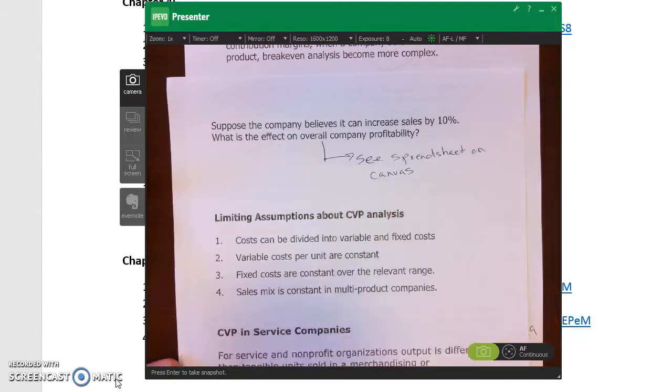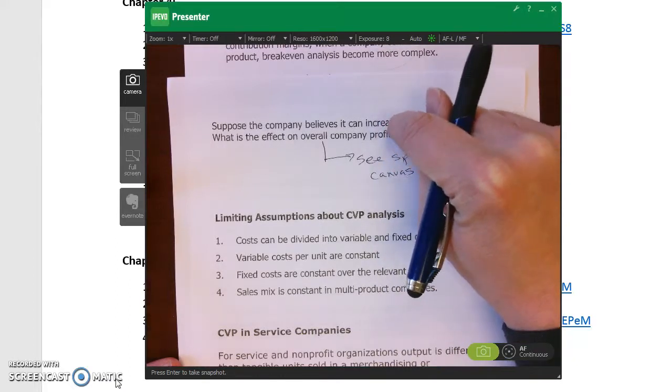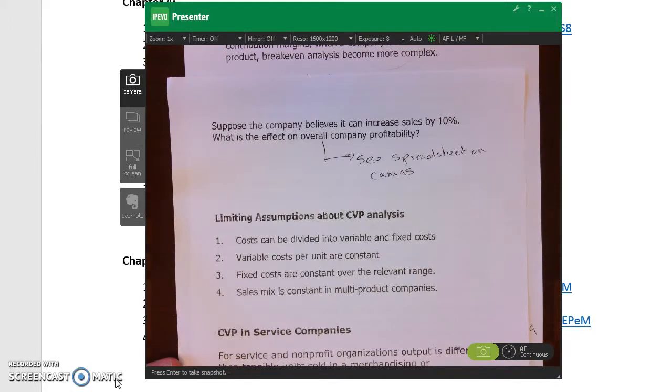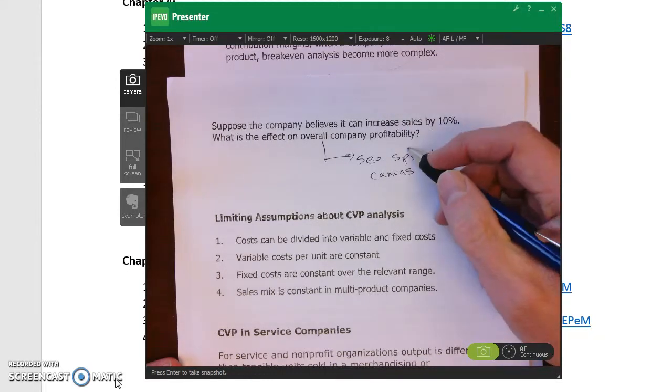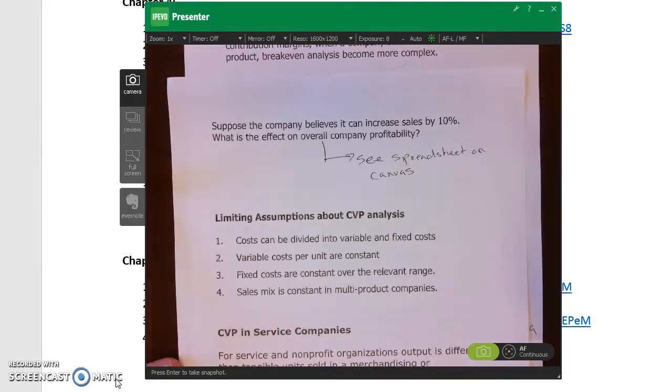I have a spreadsheet on Canvas that I'm going to post, and it details several different ways to solve this problem. The easiest way is to just use the profit equation. But you can also use operating leverage, and you can also use the CM ratio to solve this problem. So there are multiple ways to solve this problem, okay? And I'm going to say, see the spreadsheet posted on Canvas to solve this.